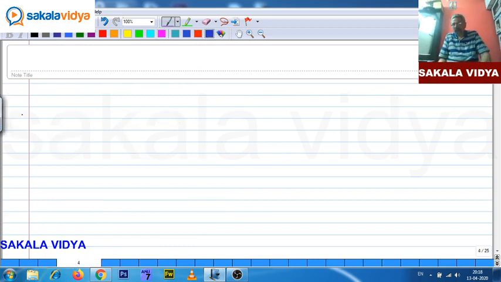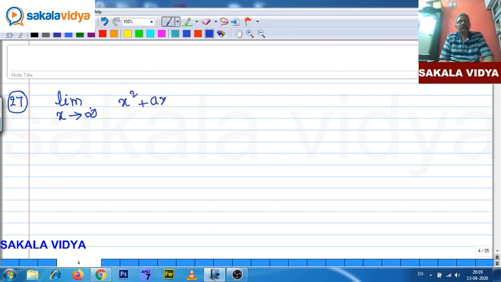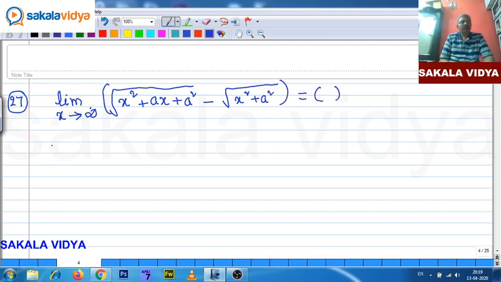Twenty-seventh problem. Limit x extends to infinity of the square root of x square plus ax plus a square, minus the square root of x square plus a square, equals to. First option is 0, second option is a by 2, third option is minus a by 2, fourth option is a. This is the question.